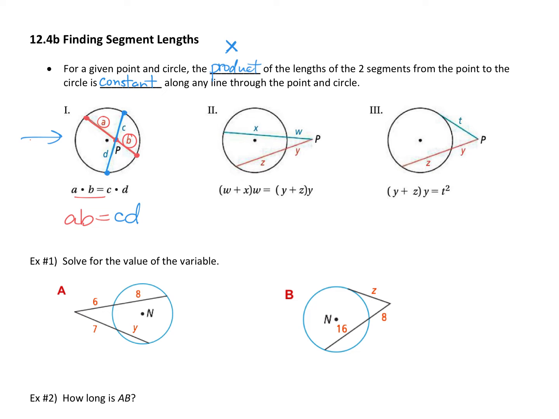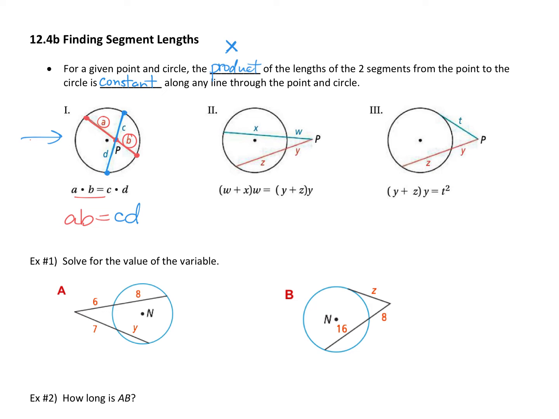Okay, where it gets a little fancier and maybe a little more frustrating is these next two pictures. If you can just remember the rule, go from the point to the circle and from the point to the other side of the circle, you're golden, okay? From the point to the circle, from the point to the circle. Multiply those two numbers together every time.